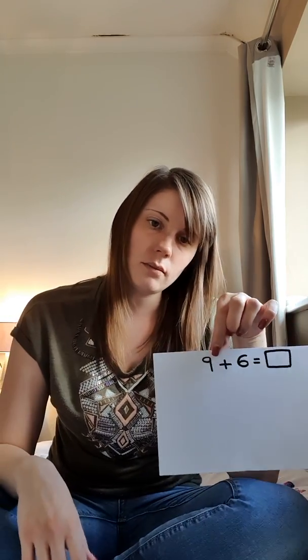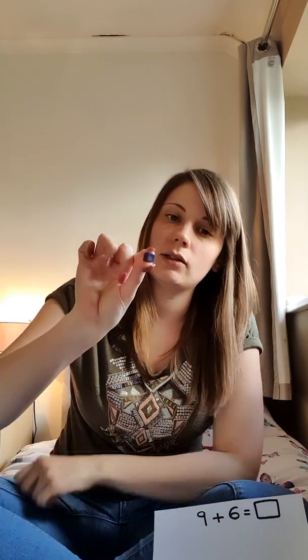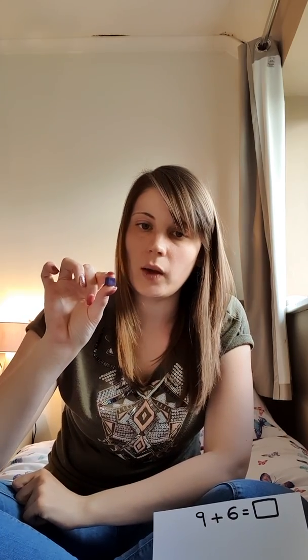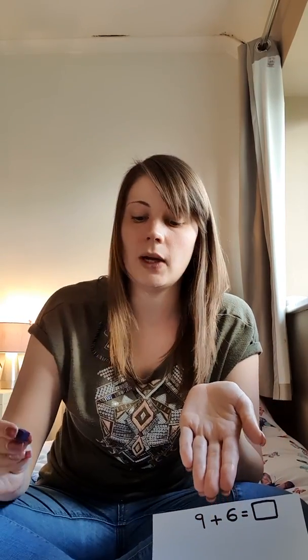So, number 9. First thing I'm going to do is I'm going to count out 9 ones. Now when we're using Deans, we have these sticks here that are our 10 sticks, and we have our little cubes that are our ones. Okay, so I don't want 9 of these, we want 9 ones to show this 9. Okay, so I'm going to count them into my hand.